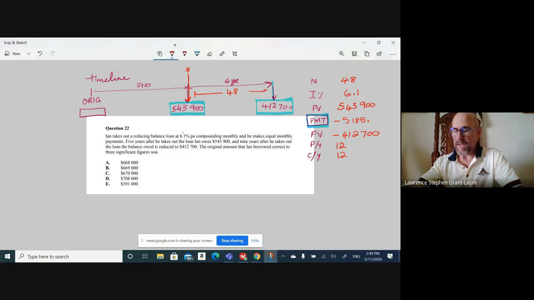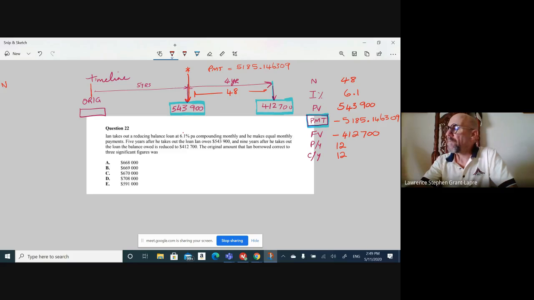5185.146309. So if we make monthly payments of 5,185.146309, if we make 4 years of payments and then pay off 412,700, we would pay off the loan. We know now our payments are 5,185.146309.